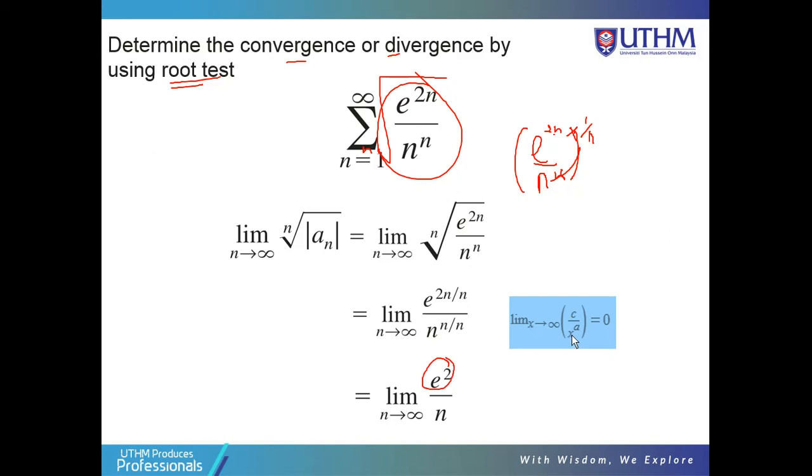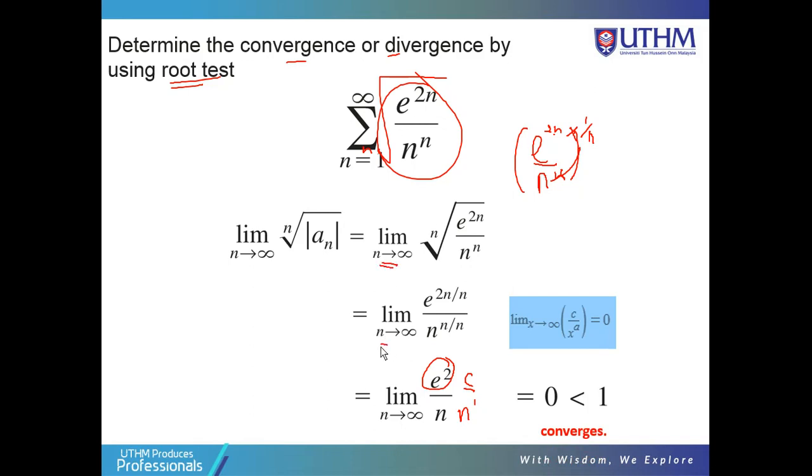Okay, n over a, this one n over 1 constant, so the answer is 0, less than 1, so this is the absolute convergence. Okay, this is the way. You put the root of n into the series and then you solve the limit.